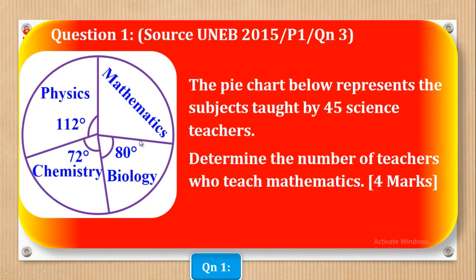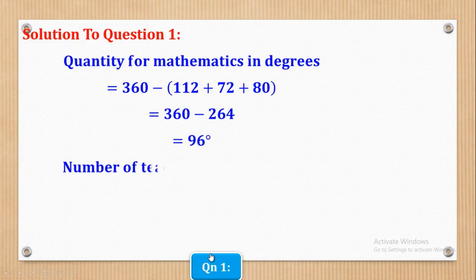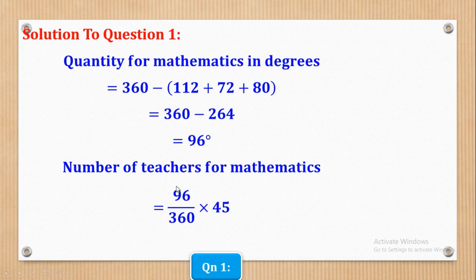Now we know the angle corresponding to mathematics, and we know the total of all quantities, which is 45 teachers. We can get the number of teachers who teach mathematics by saying the number of teachers who teach mathematics will be equal to the corresponding angle of the sector, which is 96 degrees, over the total angle, which is 360, multiplied by the sum of all the quantities, which is 45. When I use a calculator, I come up with 12 teachers who teach mathematics. So basically that's what they wanted in question 1.